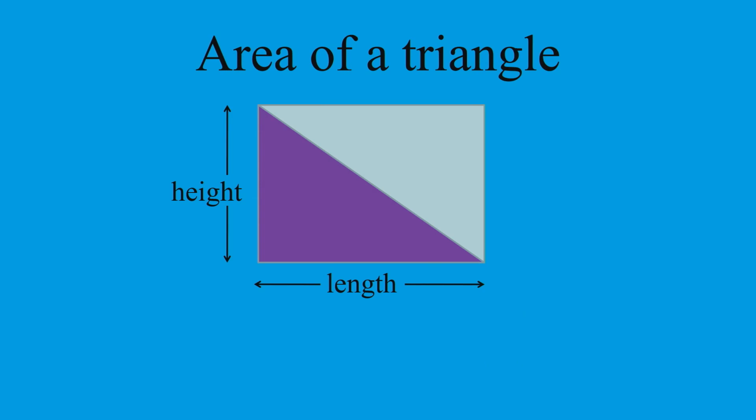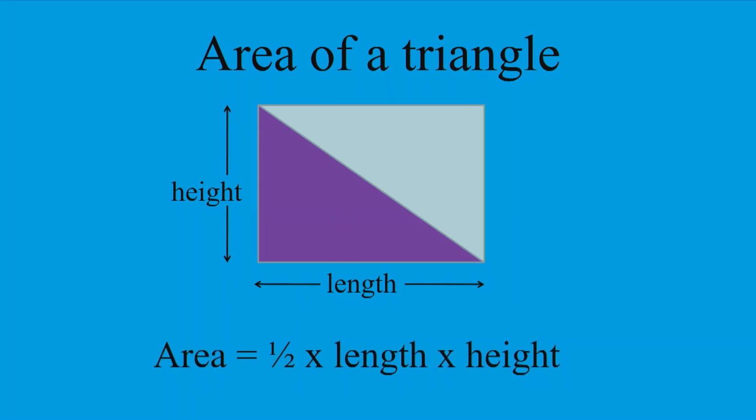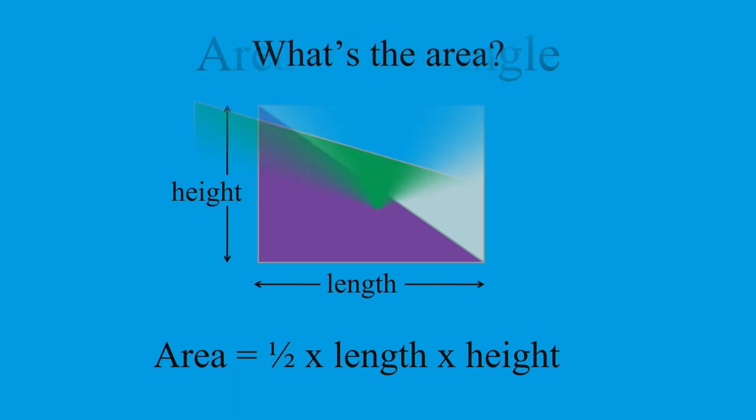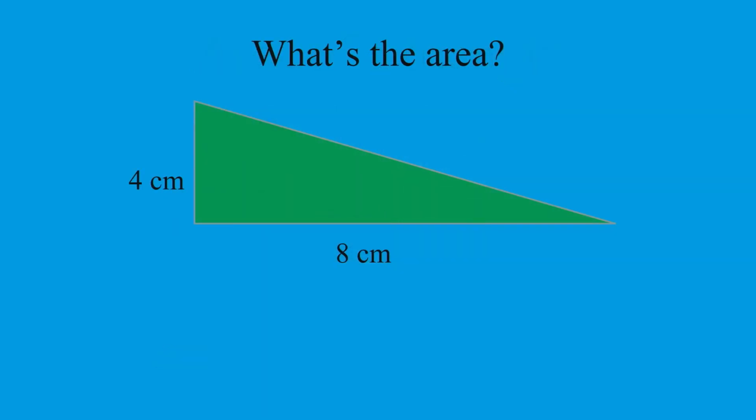The area of a triangle is given by half times length times height. Now let us try this question. What's the area of the triangle shown? Right, the answer is half times 8 times 4, which will give you 16 centimeters squared.